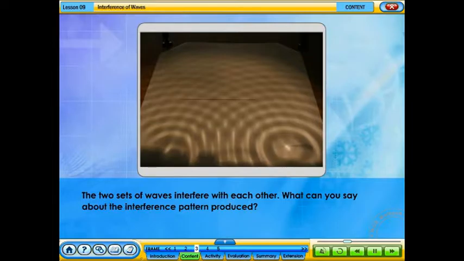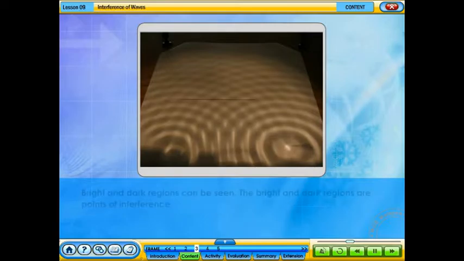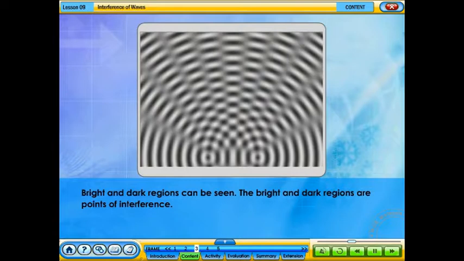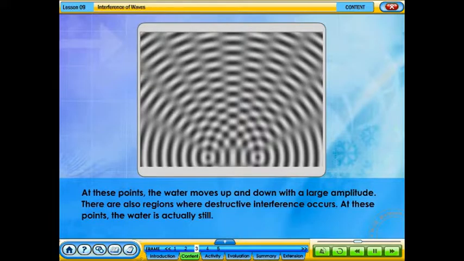What can you say about the interference pattern produced? Bright and dark regions can be seen. The bright and dark regions are points of interference. At these points, the water moves up and down with a large amplitude. There are also regions where destructive interference occurs. At these points, the water is actually still.